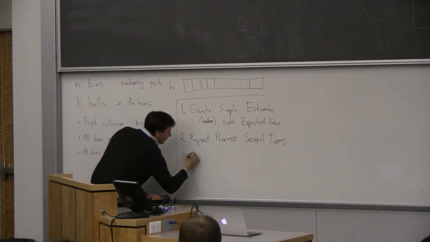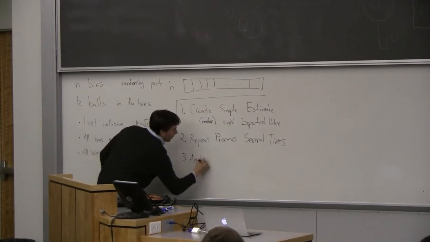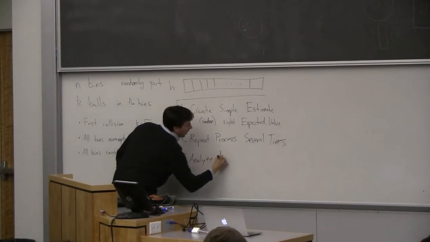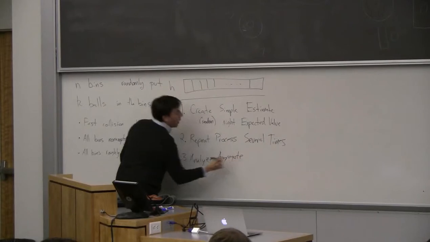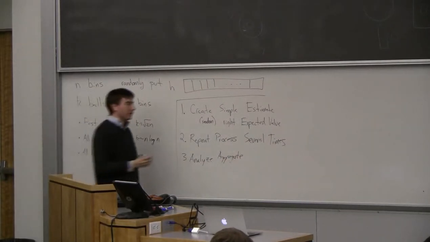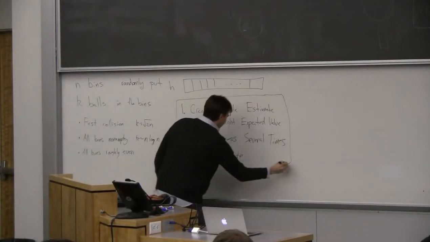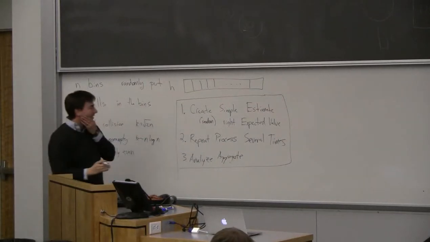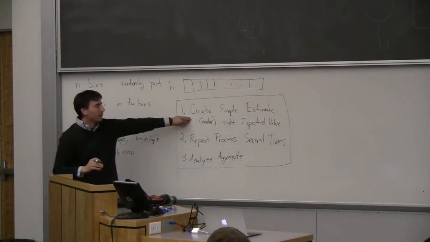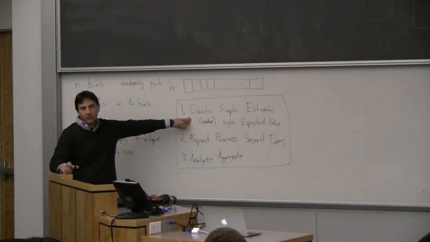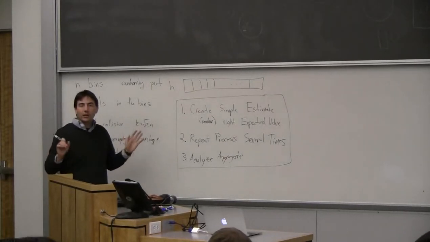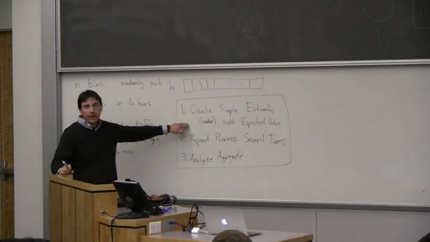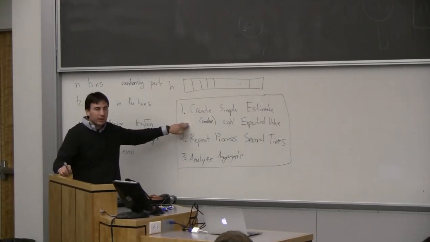And then analyze the aggregate. Okay, so the key steps here are going to be somehow trying to figure out how to create a simple estimation of something. This does not actually need to be that accurate, but it needs to have the right expected value. So this cannot be some sort of biased estimate.